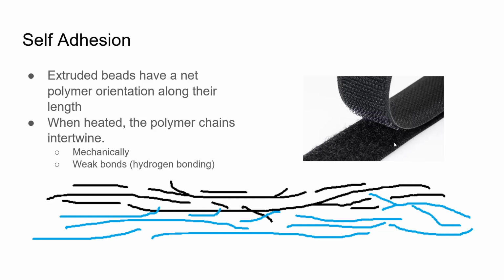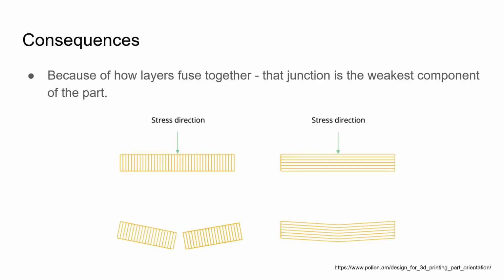And so you could almost think of this interface, one layer to another layer, as similar to Velcro, right? We've got just this small connection, but we've got so many of them that it is indeed connected. Well, the consequence of this is that usually the weakest component of the part is the layer interface, right? That's normally the weakest component.